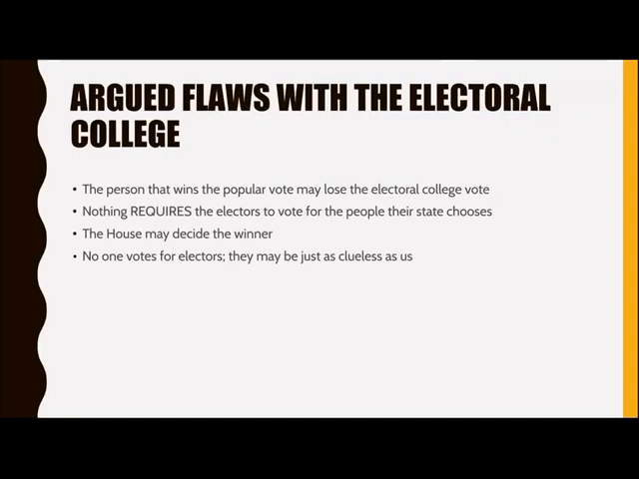So we already talked about why. So there's some flaws that people say with the Electoral College. First of all, the person that wins the popular vote might lose the Electoral College vote. That is what happened the last time. That also happened in 2000 with George Bush and Al Gore. Technically, more people in the United States voted for, in both cases, the Democrat candidate, but the Republican candidate won due to the Electoral College.